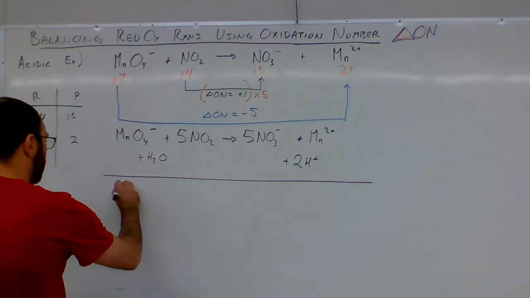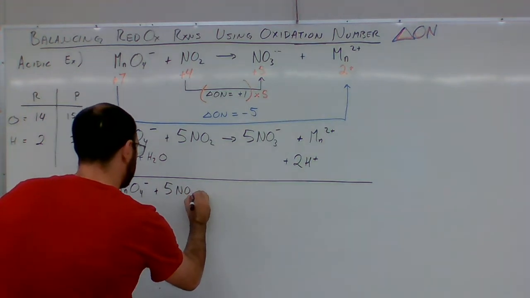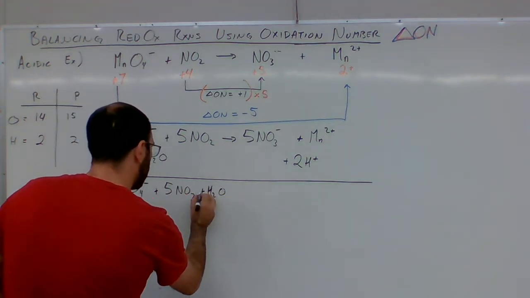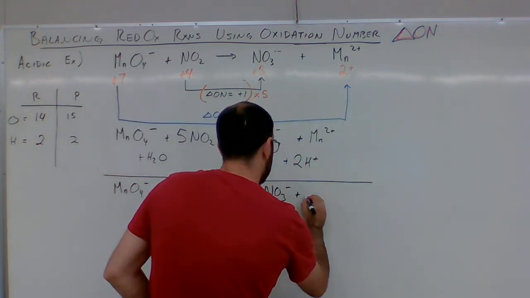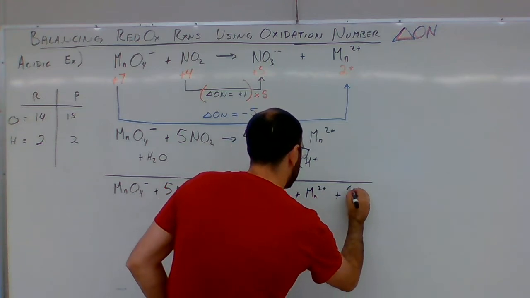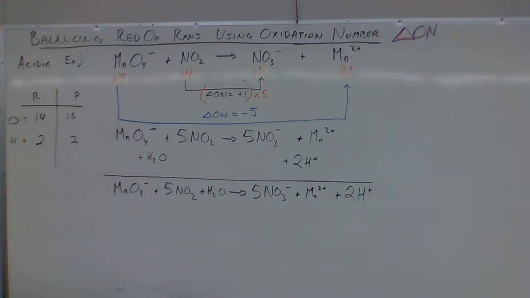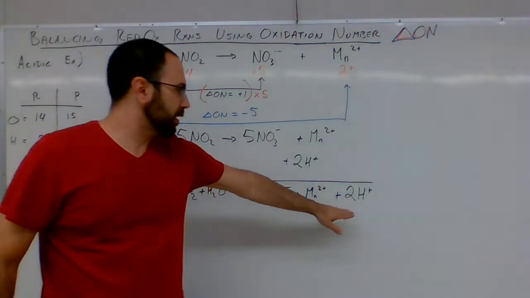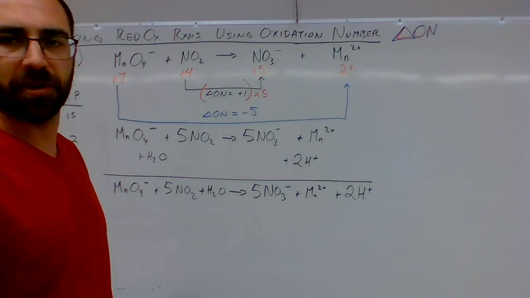And so we have our MnO4 minus plus 5NO2 plus our 1 water is going to give us 5NO3 minus plus our Mn2 plus 2 H pluses. We're in acidic conditions, so we're allowed to leave this H plus, and we are now done balancing out this equation. Let's take a look at a basic disproportionation equation for our second example.